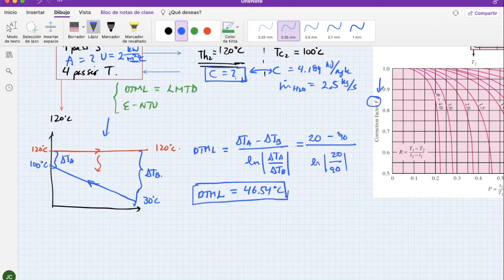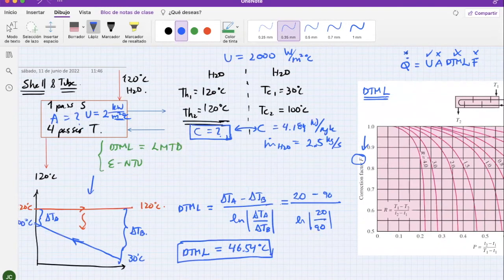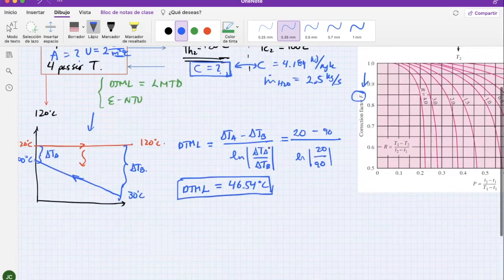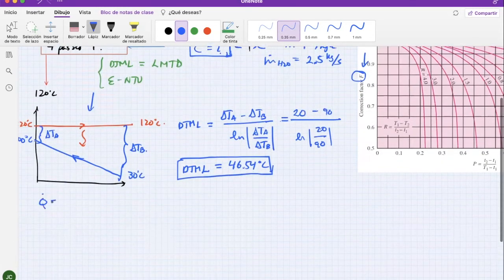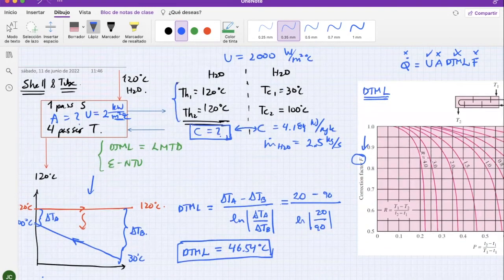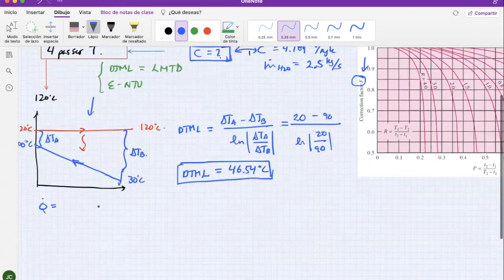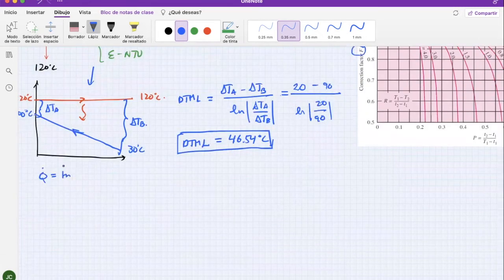So no problem so far. I got this one, therefore I can put it here. What about Q? Can I get Q? Let's see. I'm going to start with Q. If you see here, I don't have a lot of data for the condensate of this steam, but I think I have everything that I need from the cold water. So let's use the cold water. This is going to be the mass flow of the cold water, times C of the cold water, times delta T of the cold water, which is 100 minus 30.